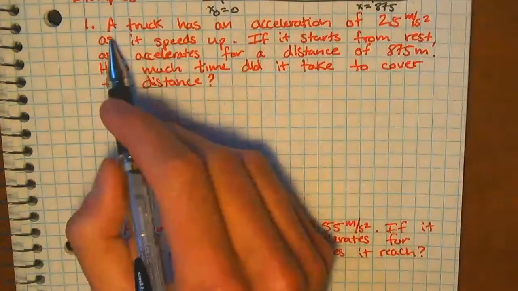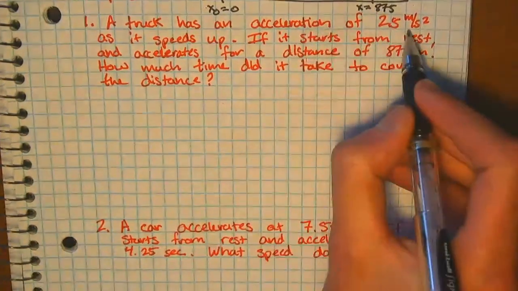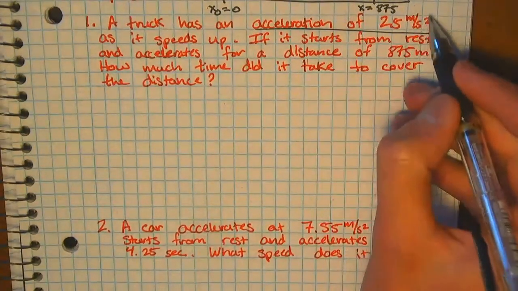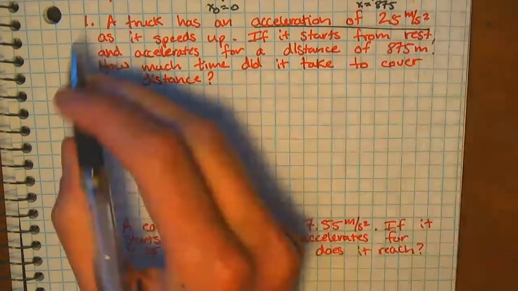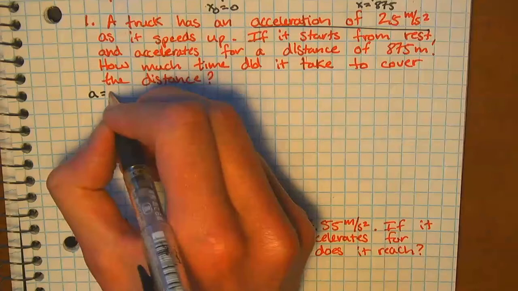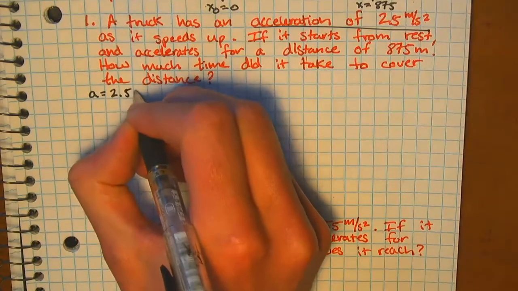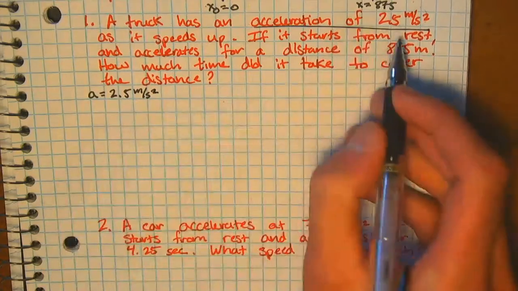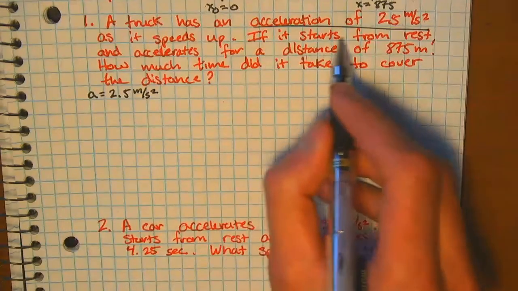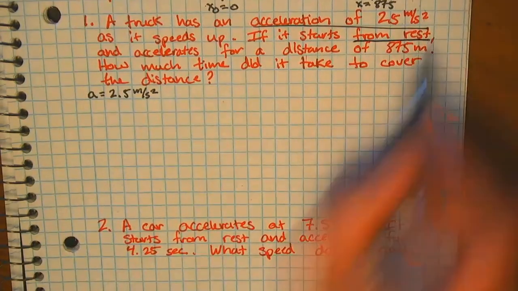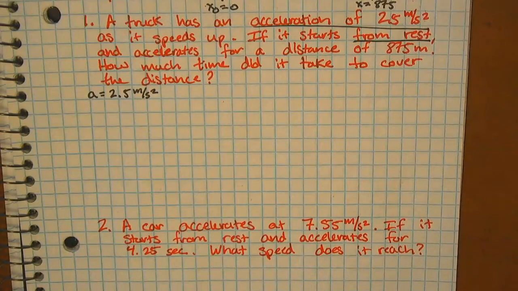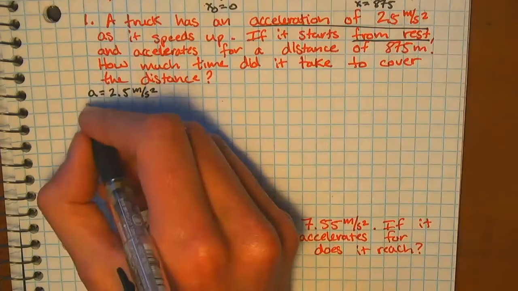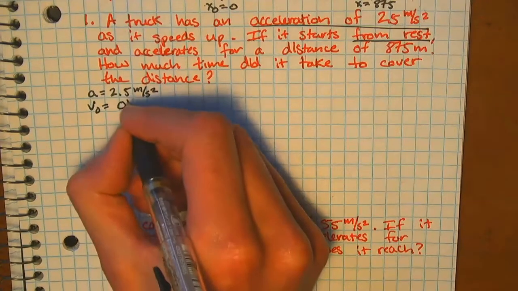If we go through what we know, a truck has an acceleration of 2.5 meters per second squared. Let's note the units, meters per second squared. That's going to tell you that's acceleration. So I can write that, a is equal to 2.5 meters per second squared. Next, it starts from rest. This is a little bit tricky because it doesn't actually have a number there, but that is giving us some information. Starting from rest tells me my initial velocity is 0 meters per second.